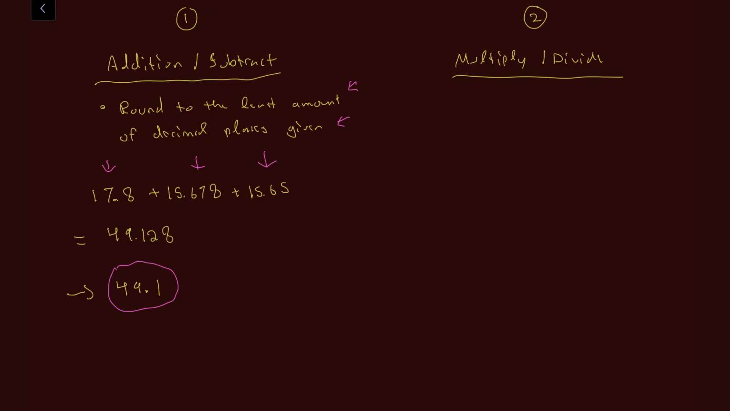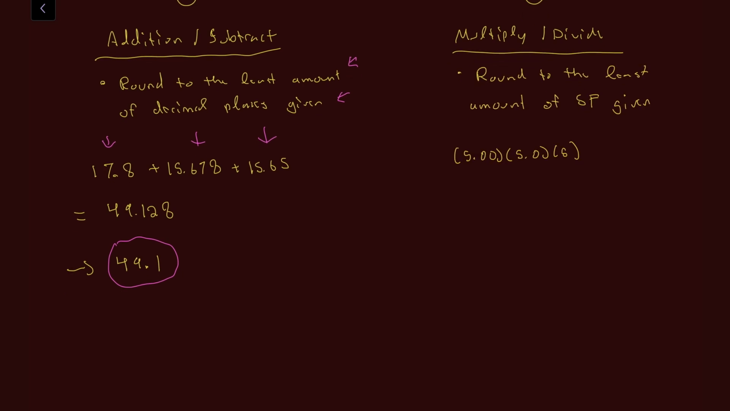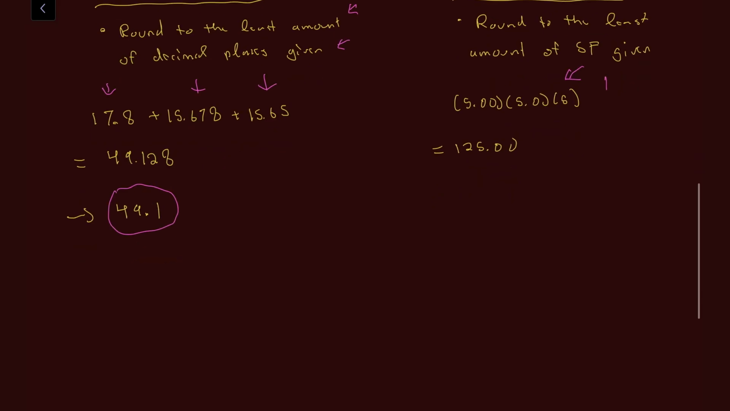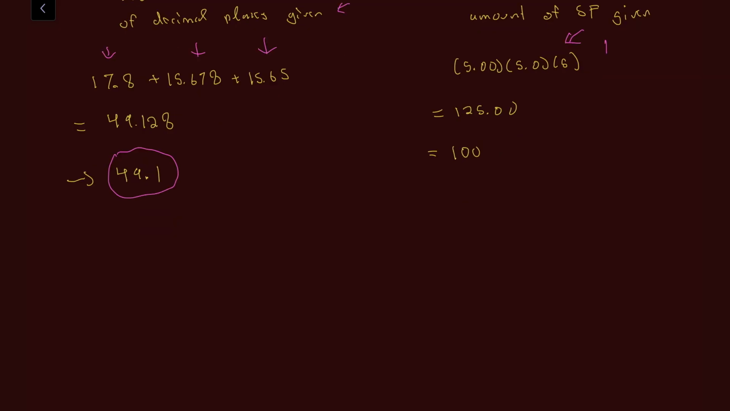Moving on, when you multiply or divide, you want to round to the least amount of significant figures given. So for example, let's take 5.00 times 5.0 times 5. Of course, an unrounded answer is going to be 125.00. However, the least amount of significant figures given is actually 1 because of this 5 here. So our answer is actually only going to have one significant figure. Therefore, we round down to 100.